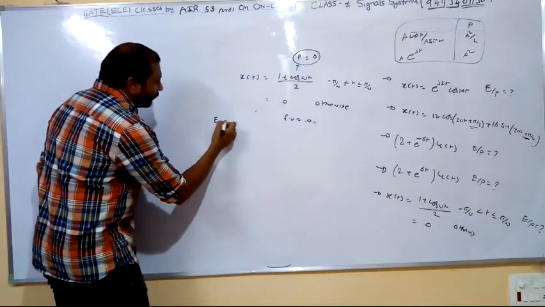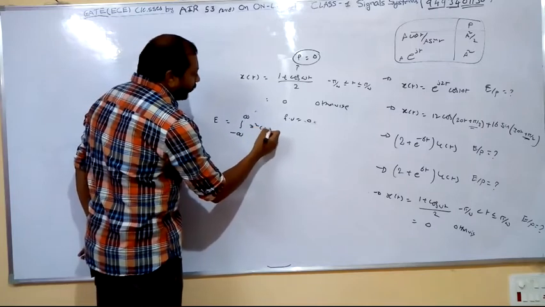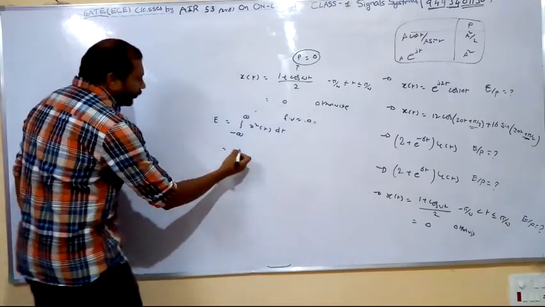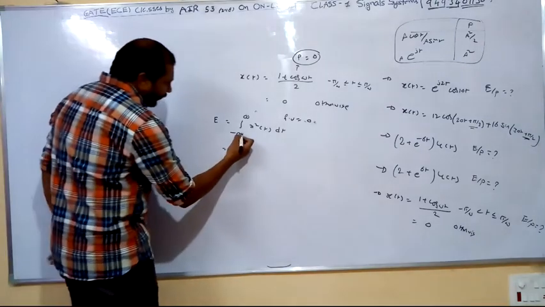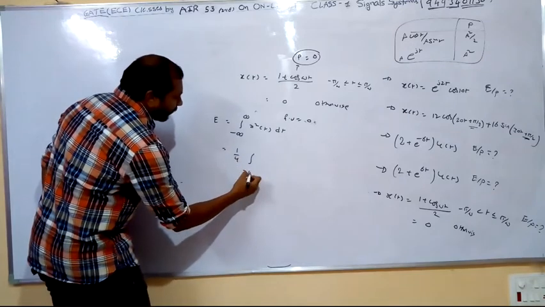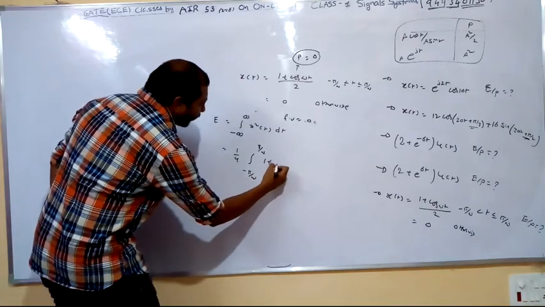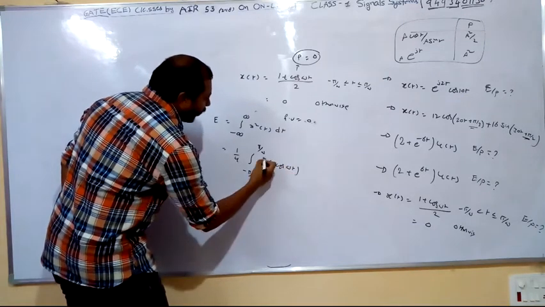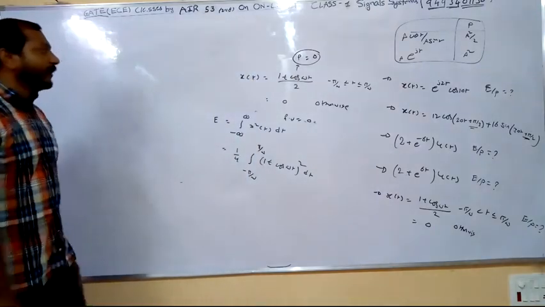You have to calculate the energy of the signal. Energy of the signal is simply the integration from minus infinity to infinity of x square of t dt. Same formula, very simple. So this can be represented as 1 by 4 times the integration from minus pi by omega to pi by omega of (1 plus cos omega t) whole square dt.